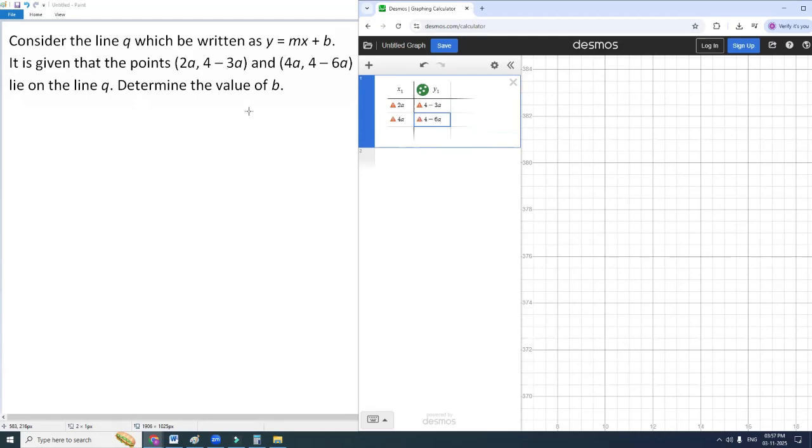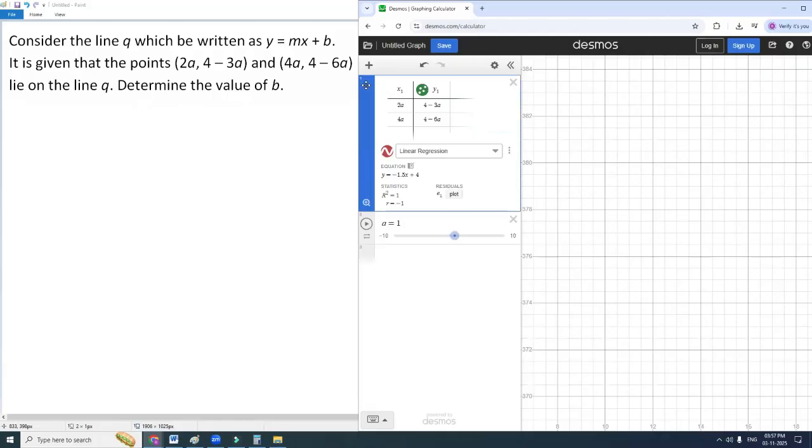Here a is a constant, and we don't have any restriction for the value of a, because the question does not say whether a has to be positive or negative. Since there is no restriction for a, we can take some random value for a. Let me take a equals 1 for my convenience. Let's click over here, and here I got the equation of the line Q, that is y equals negative 1.5x plus 4. When I compare y equals mx plus b and y equals negative 1.5x plus 4, at the place of b, we have 4.